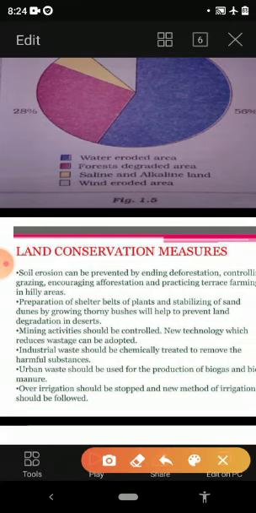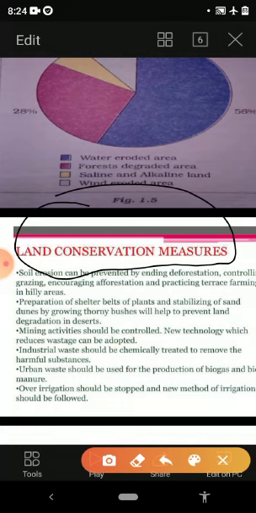With regard to land conservation, the first and most important step we can count here is afforestation and selective cutting of trees, protection of existing forest cover, development of shelter belts, growing grass or bushes for stabilizing sand dunes. Overgrazing of pastures should be prevented. We should restrict the number of cattle.